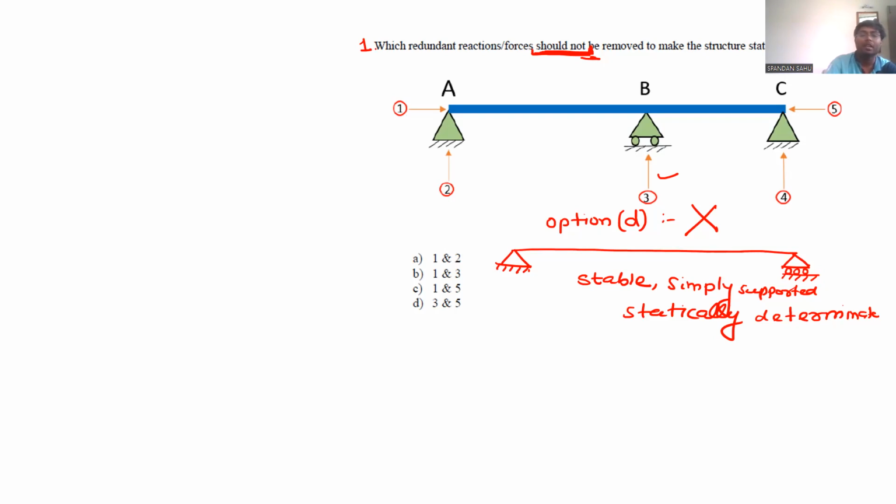Yeah, correct. If you remove 1 here, then you will get a roller here. If you remove 5 here, you will get a roller here. And if 3 rollers are present consecutively, then 3 parallel reactions will come. And if someone provides some inclined loading or horizontal load here, then it will go on moving without any resistance, because static equilibrium won't be valid there. So option C is the correct answer.